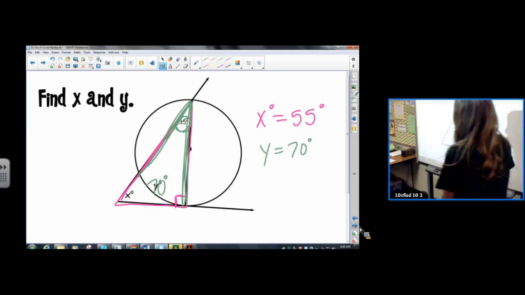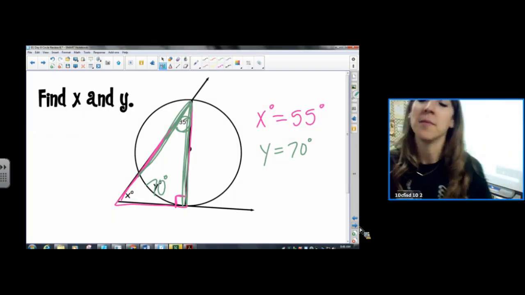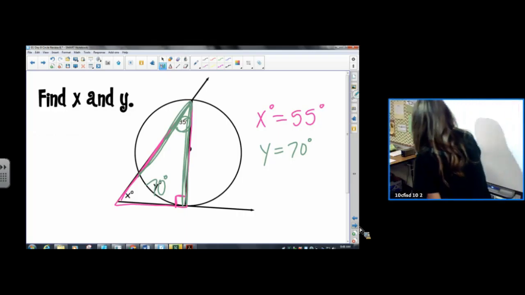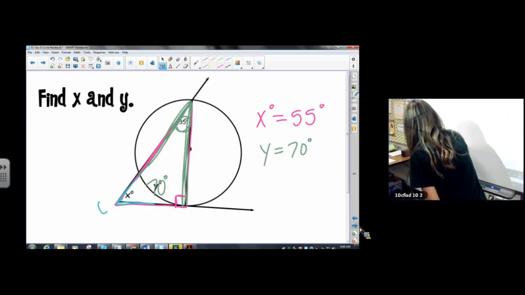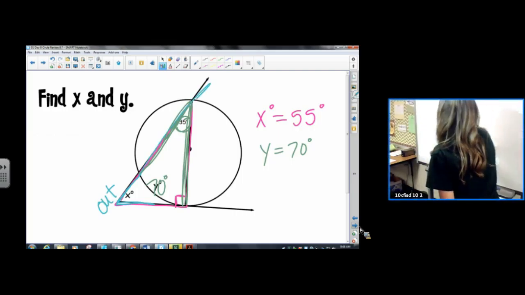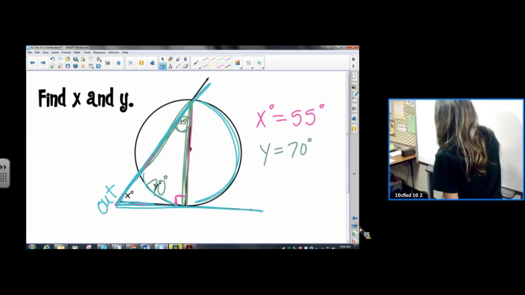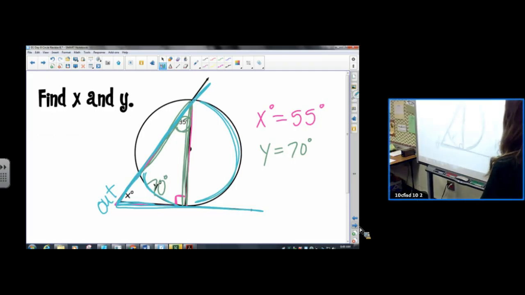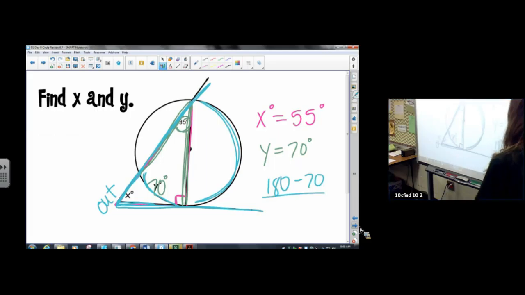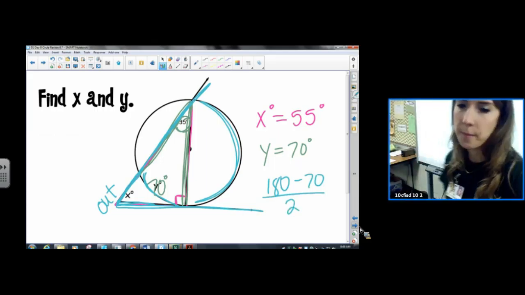Let me just show you the other way you could have gotten x had you forgotten that when a radius meets a tangent line, you get a right angle. Where is the vertex for circle x? It is outside the circle. We know to find an angle that is outside the circle, we subtract the arcs and divide by 2. Well, one of the arcs is 180 because it's a semicircle. The other arc is 70 and divide by 2. That's just another way to get angle x had you forgotten that theorem.